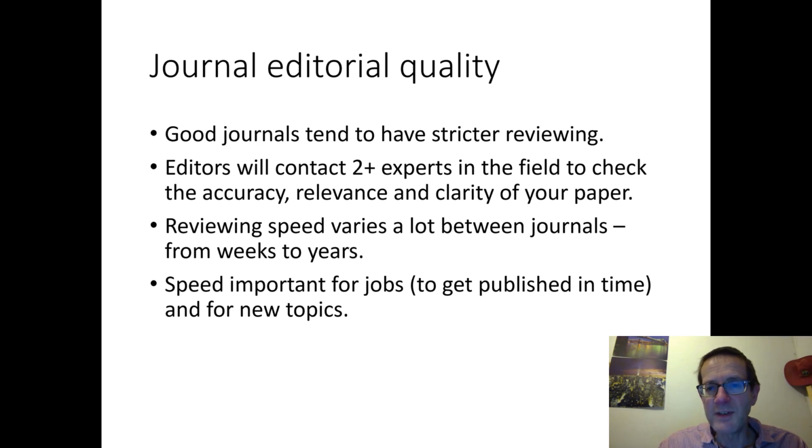Speed's also important for jobs. So you want to get your publications in time for applying for a postdoctoral job, for example, but also for new topics. So if you're investigating something that's relatively new or relatively fast moving, then you have to go for a fast editorial review journal. But it has to be good quality reviewing. So it can't be a fake super quick review in one of these predatory journals.